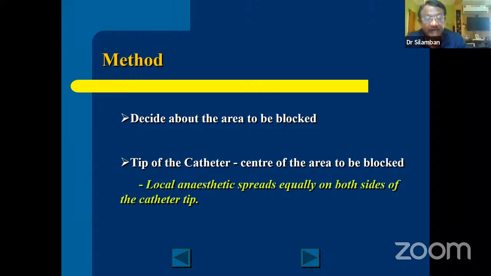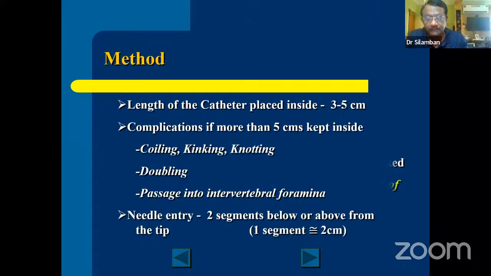Then you decide where you are going to place the tip of the catheter. The tip of the catheter has to be placed in the center of the areas to be blocked, or the center of the segments which are to be blocked, taking into consideration that the moment you open the epidural space and the negativity is lost, the local anesthetic spreads equally on both sides of the catheter tip, provided the patient is lying flat. Based on this, we decide to place the tip of the catheter exactly at the center of the areas to be blocked.